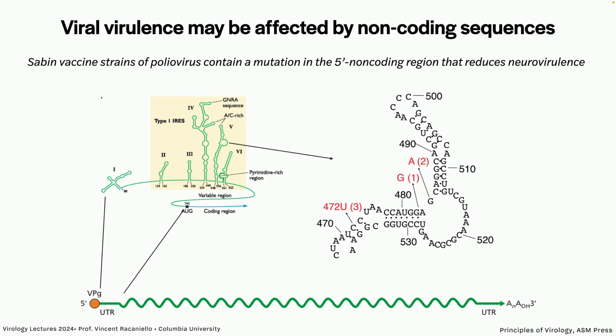A single base change in this stem loop 5 in the Sabin vaccine strains, these are the oral attenuated strains, we'll talk more about them later, a single base change reduces the neurovirulence of these viruses. And there are 3 serotypes of poliovirus, 1, 2, and 3, and each has a single base change in this 5' non-coding region. And we studied this in my lab years ago, and here's what we found.